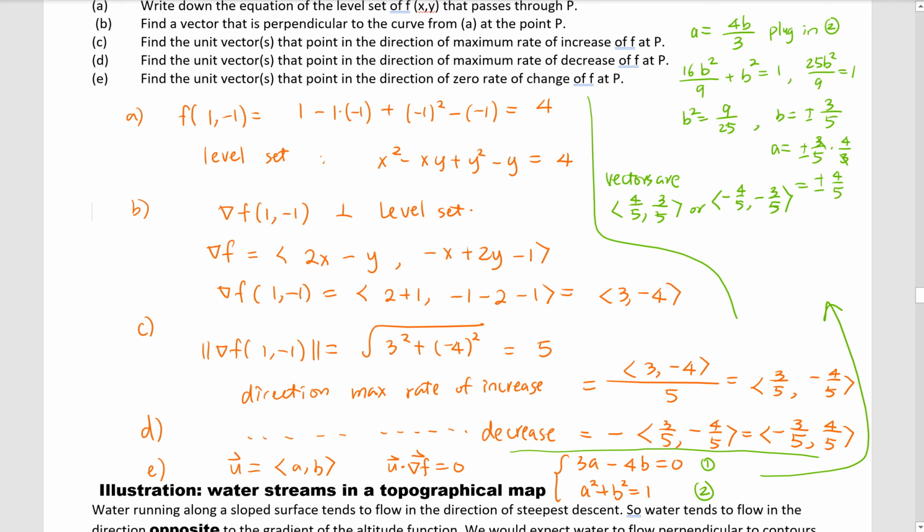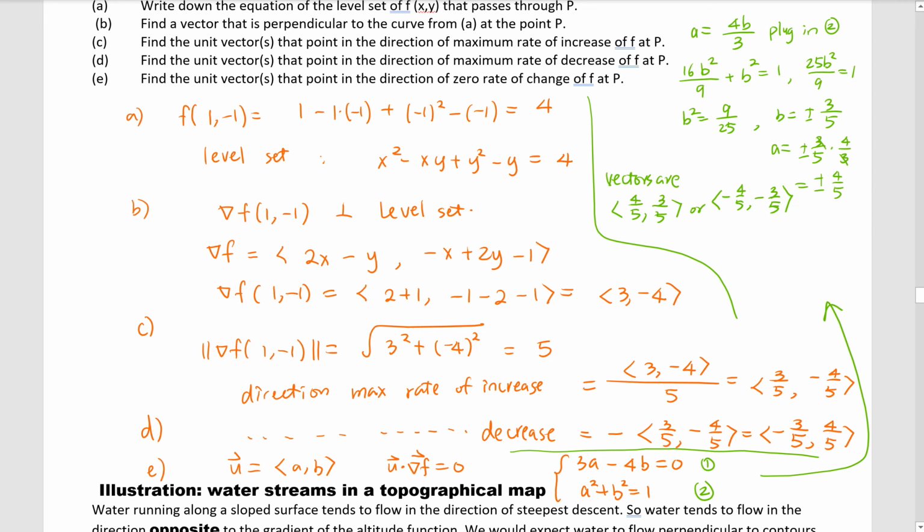So we have two unit vectors that are in the direction of 0 rate of change, which are perpendicular to the gradient vector. So here are the two vectors. So far, so good, everybody.